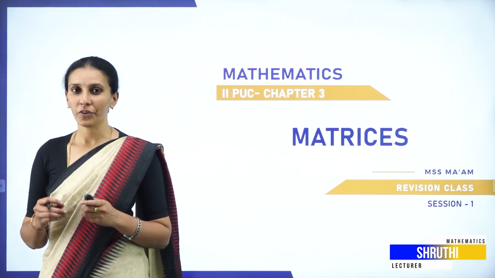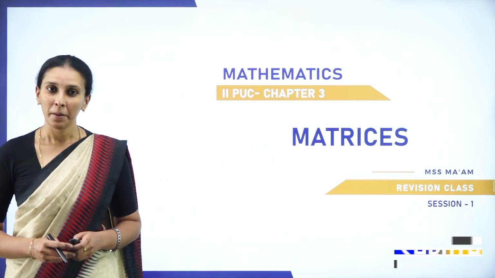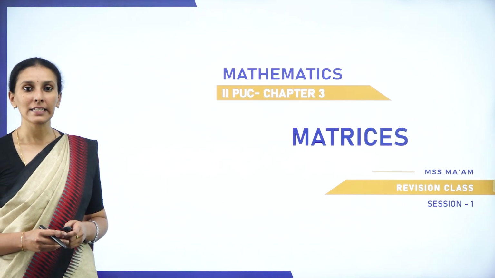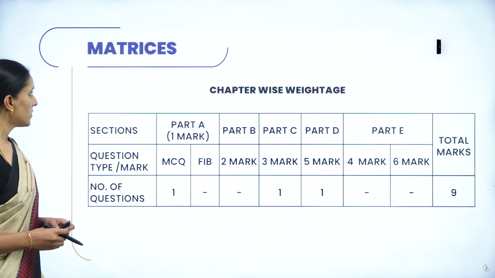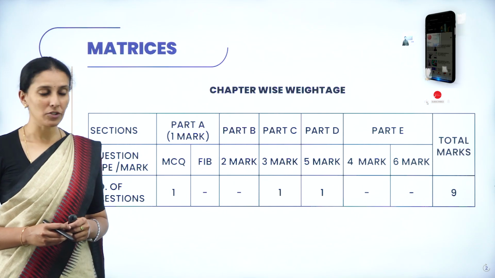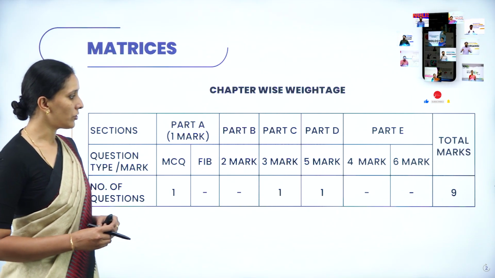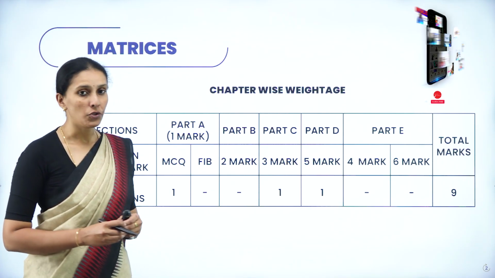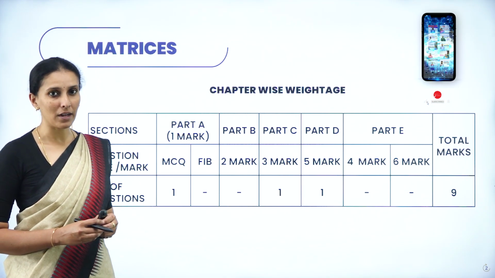Here in this session, we are going to revise chapter number 3, Matrices. So before that, let us see the chapter-wise weightage. In this chapter, we'll be having one multiple choice question, one 3-mark question and one 5-mark question. So overall, you can expect 9 marks from this chapter.